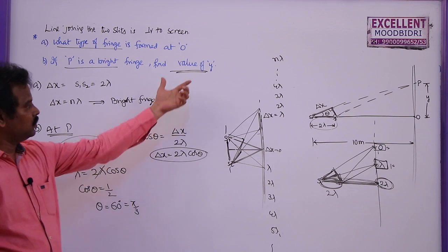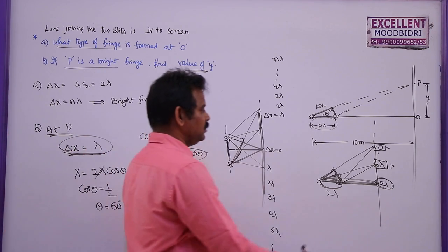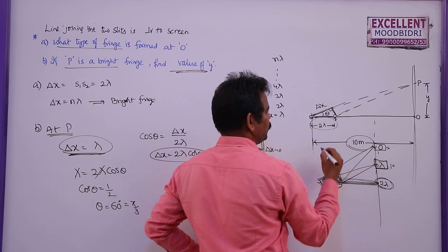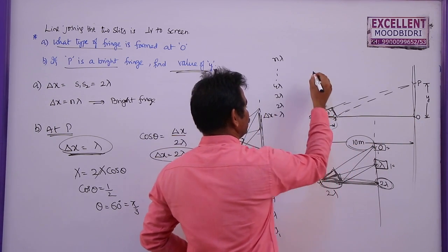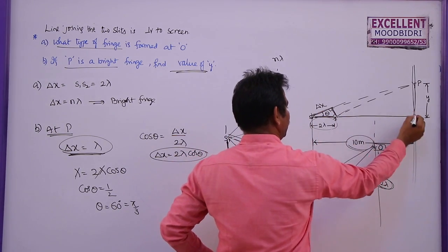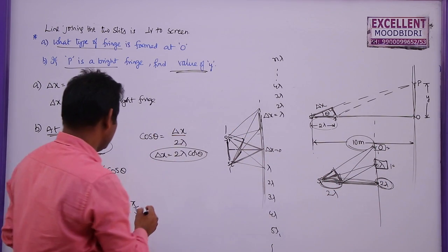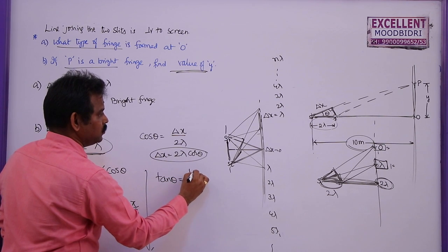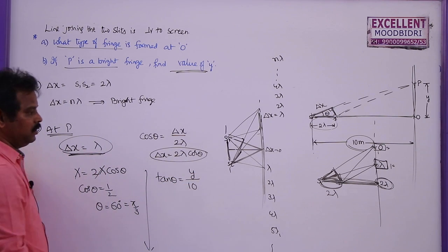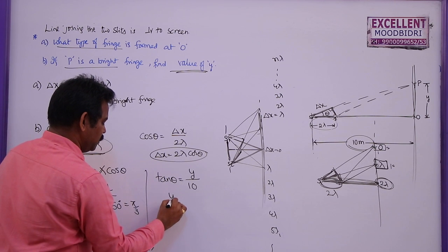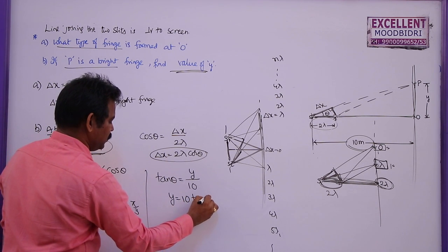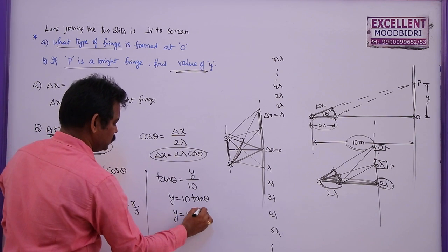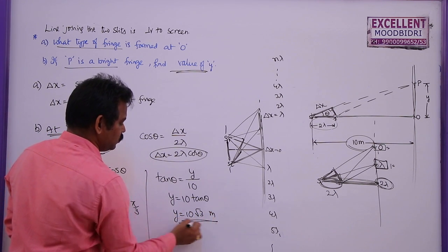Now I want to find the Y value. Here it is given that the center of the screen and the slit are separated by a distance of 10 meters. So from this I need the opposite side and I know the adjacent side. So here I can write tan theta is equal to the opposite side Y by the adjacent side, which is 10. So Y is equal to 10 tan theta. So Y is equal to 10 tan 60, that is root 3. So this is 10 root 3 meters.